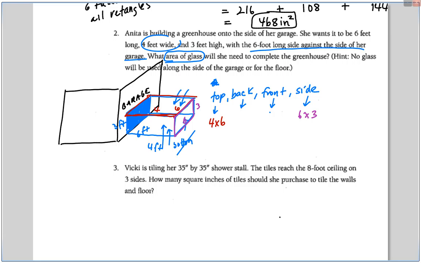And then the back and the front are the same, so let's do these together. So here's the front. It's got a length of 4 and a height of 3. So 3 times 4. And because these are the same, let's just times that by 2. Add these up. And I got 66 square feet of glass needed.